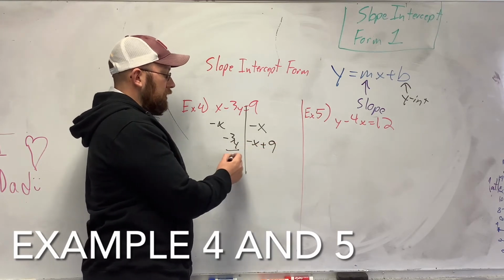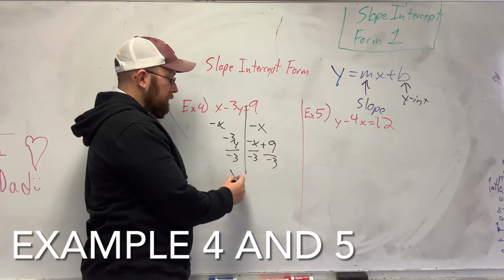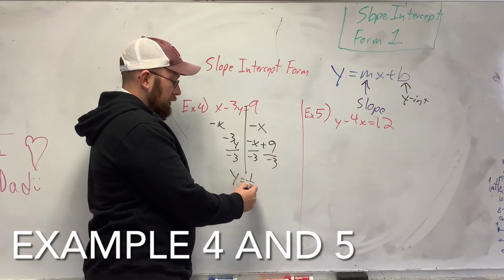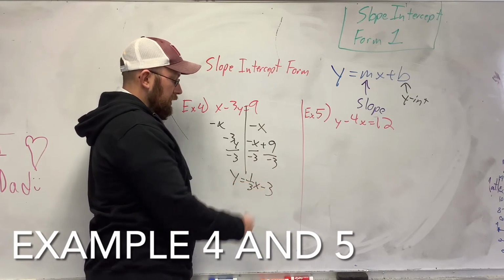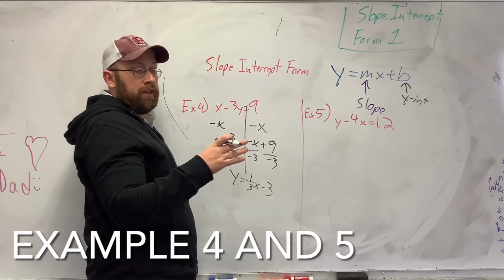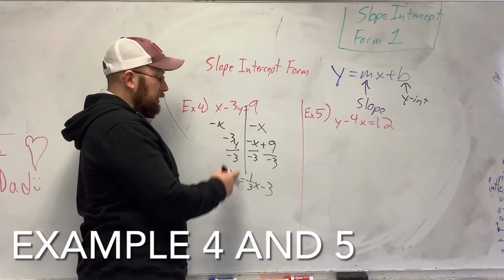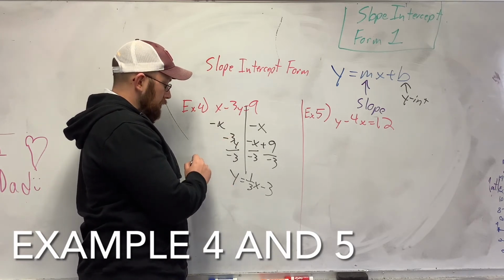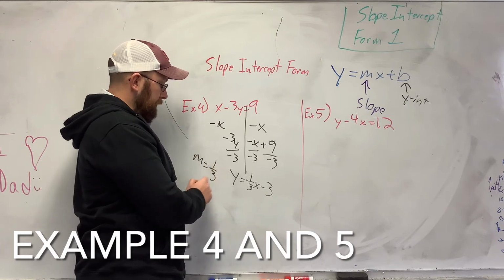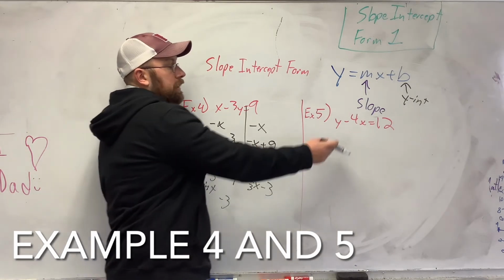We did this all earlier in the year, so it shouldn't be that difficult for you now. And there you go. It's that simple. You move what's furthest away from the y away first. It's usually a constant. In this case, it's this variable. And then you get rid of the coefficient in front. So your slope here is 1/3. Your y-intercept is -3.